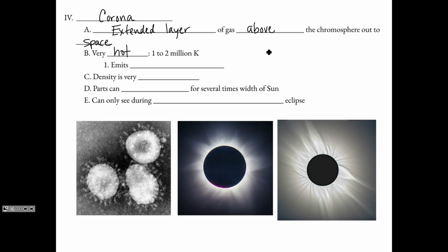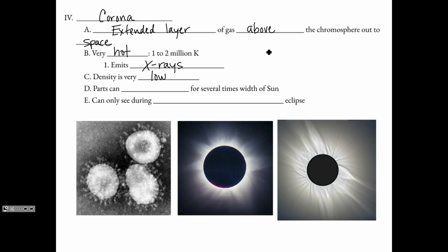Because it's hotter, it emits a different kind of light. The photosphere emitted visible light that we can see. As we get hotter and hotter temperatures, we emit different kinds of light, and the corona emits X-rays. That's another reason we can't really see it with our eyes. It is very, very thin, which means the density of gas is very low, right? Very thin, very hot, very extended, so it's not putting off light really that we can see.